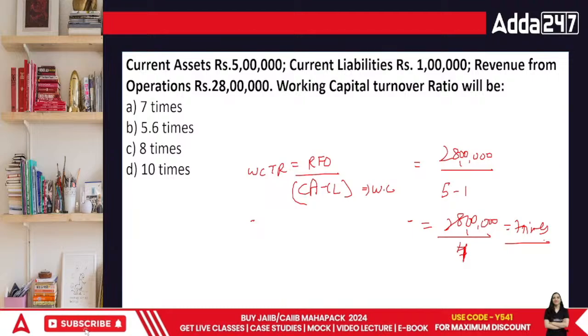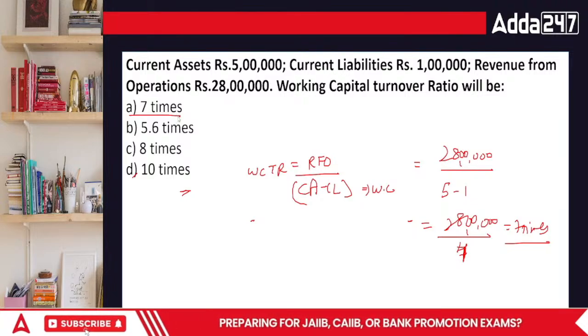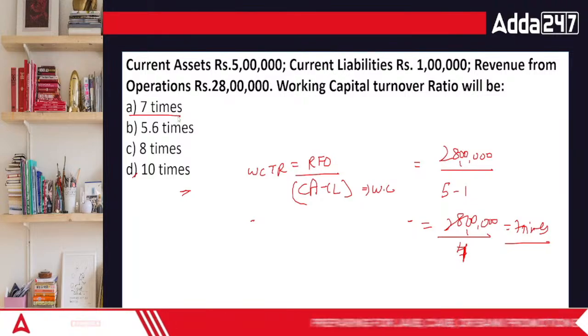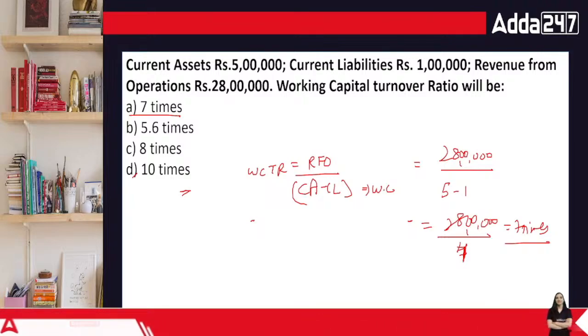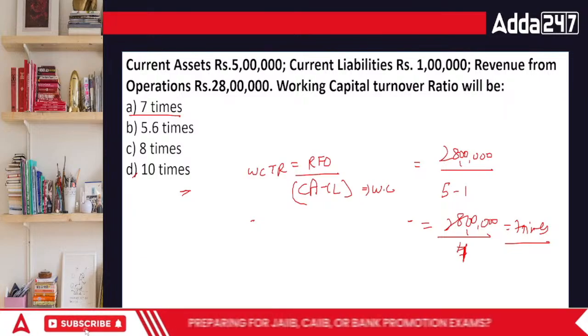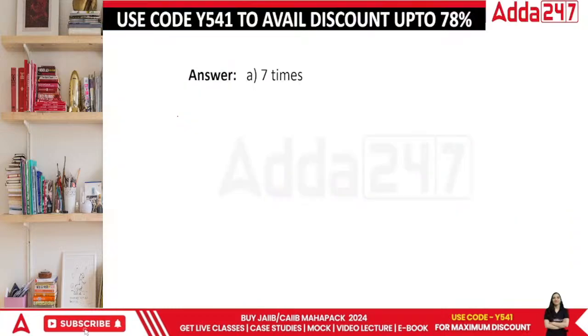4 sevens are 28. So in this case, the correct answer is 7 times. Working capital turnover ratio means to produce something, how many times you have to keep on putting working capital in it. Done, everyone? The answer is 7 times.